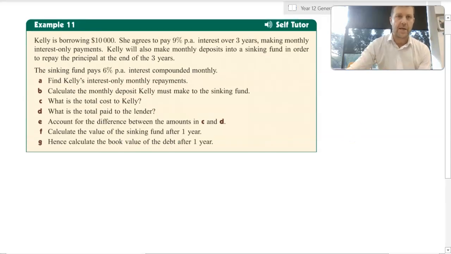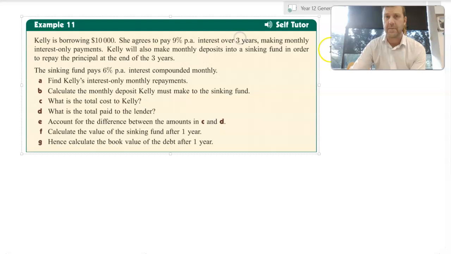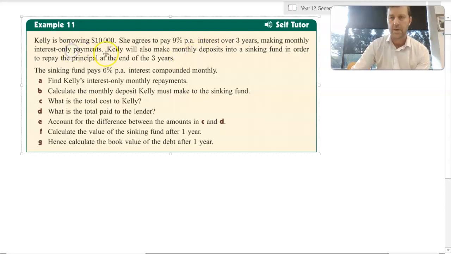So Kelly is borrowing $10,000. She agrees to pay 9% per annum interest over 3 years, making monthly interest-only payments. We're going to use simple interest to calculate that. Kelly also makes monthly deposits into a sinking fund, like a savings account, in order to repay the principal at the end of the 3 years. So she's going to save money in that sinking fund account until it reaches $10,000 and then use it to pay off the amount she borrowed initially. The sinking fund pays interest at 6% per annum, with the interest being compounded monthly. So the savings account will have compound interest, but the interest-only account won't.